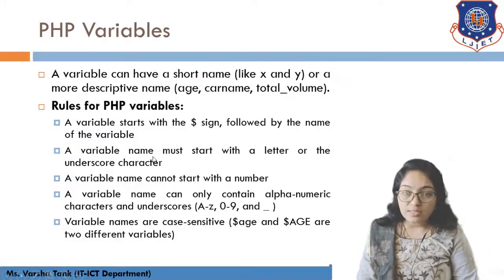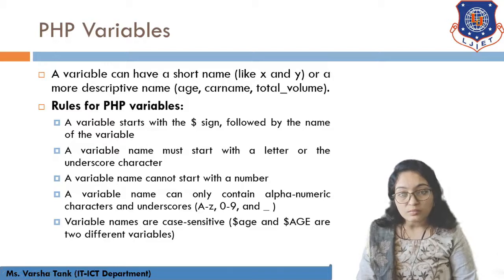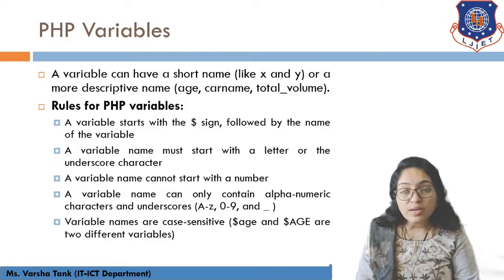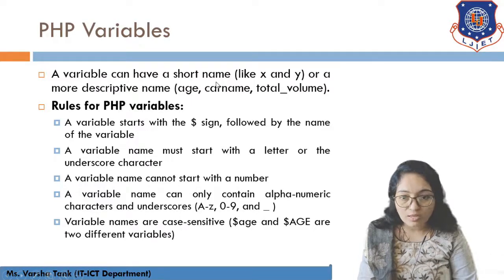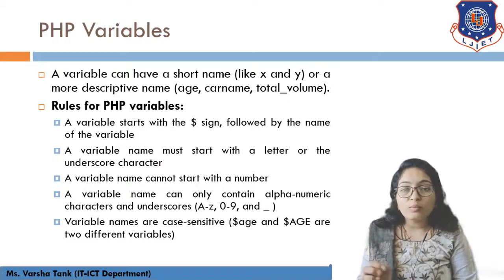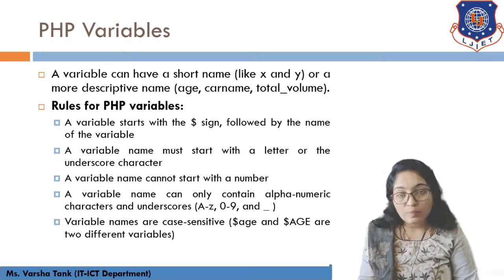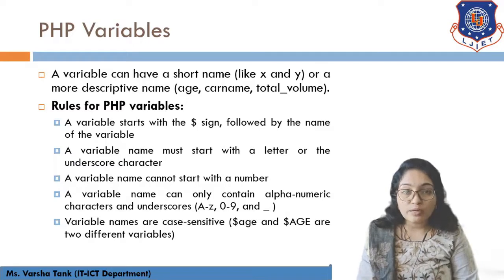Now, next is PHP variables. As we write the PHP script, we can write variables like in JavaScript also. A variable can have a short name like x, y, meaning any letters you can use as variables, or you can write a more descriptive name, such as first name, last name, address line 1, address 2, etc. Such types of names you can define.